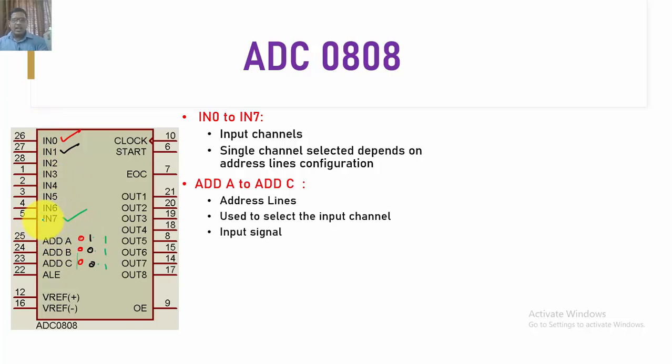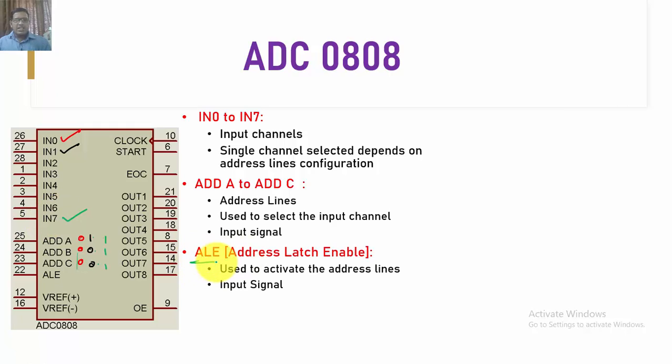Now next, ALE stands for what? Address latch enable, and it is used to activate the address lines. Okay, what does that mean? Suppose I am going to accept an input from input channel 1, and I have connected a sensor to IN1, that is input channel 1. Okay, and I want to accept this input inside this ADC. Here is something like this, and there is this 0808 IC, and here I am using this input 1, right?